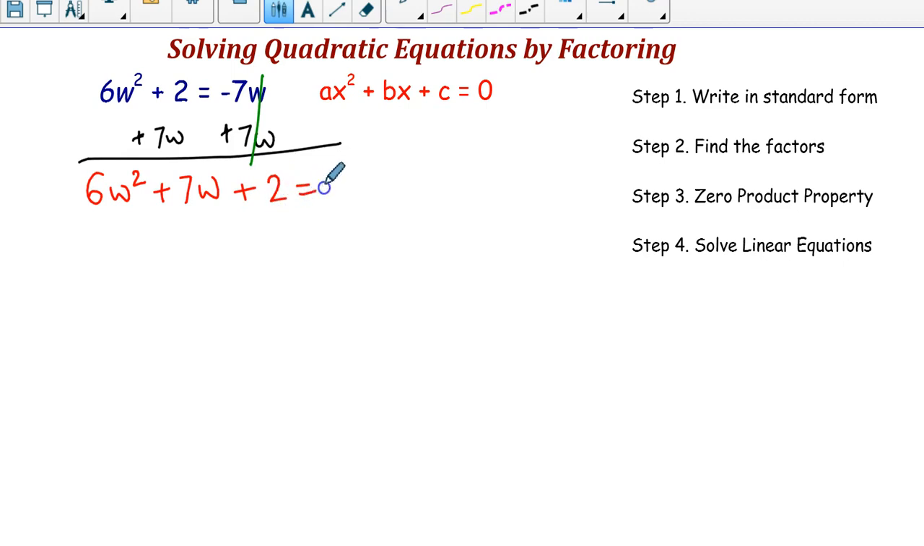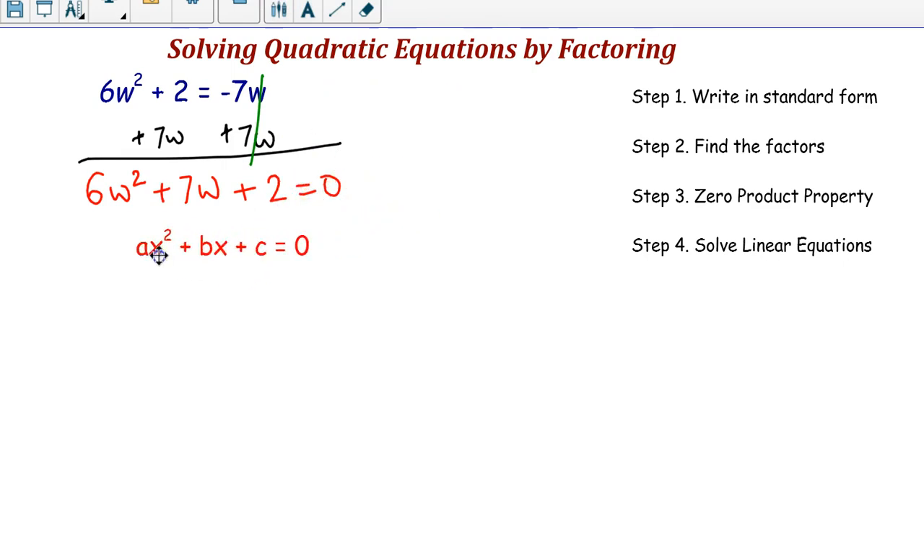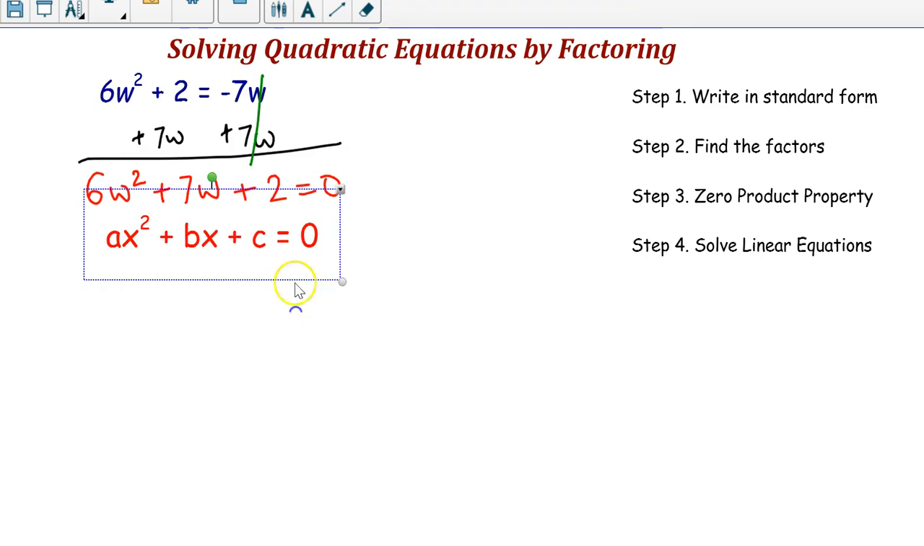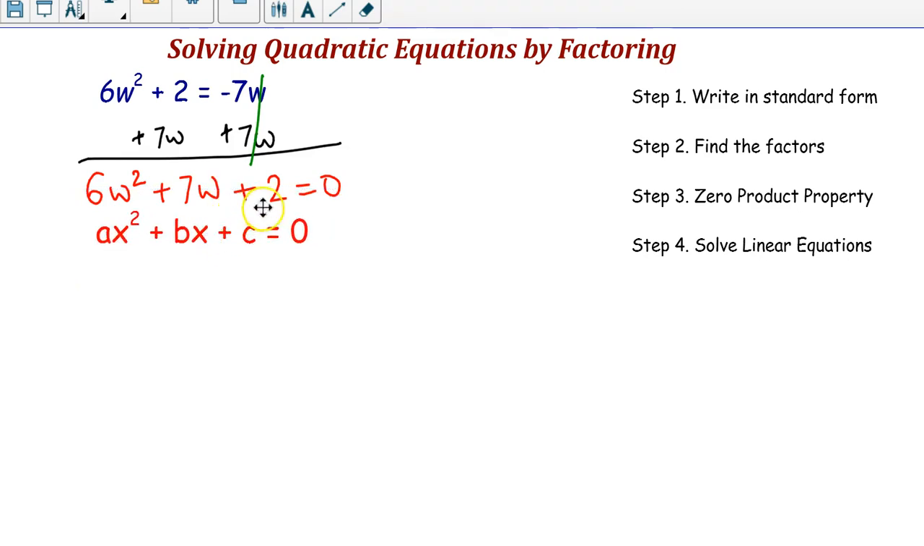7w plus 2. Now you see, this is exactly in the form of a standard form of a quadratic equation. You have ax square plus bx plus c equal to 0. Instead of ax square, here you have 6w square. x is a variable in the standard form. There you have w. You are trying to find the value of w. So we transformed the given equation into this standard form.